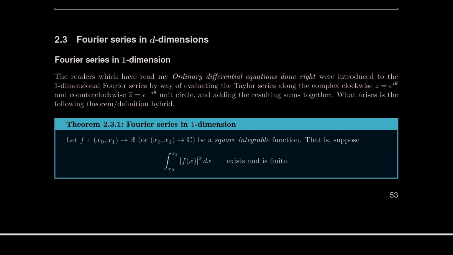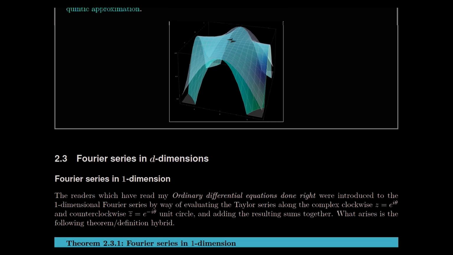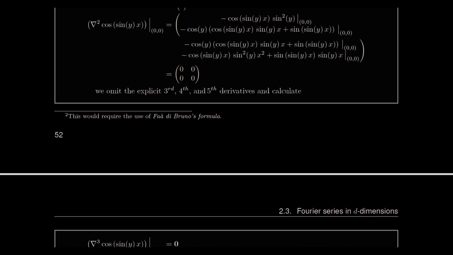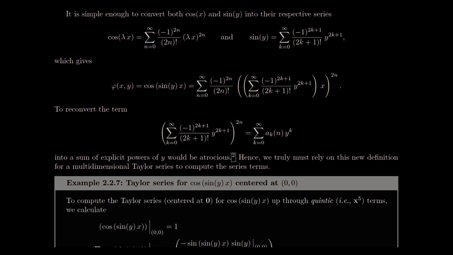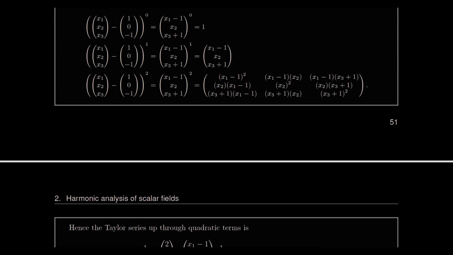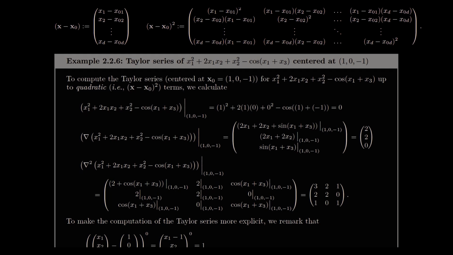So if you've taken my course, ODEs Done Right, instead of PDEs Done Right, you would have been introduced to the Fourier series already. In the case that you haven't taken that, the way that we computed the Fourier series back then was we had taken a Taylor series like we have here. So you take some sort of a Taylor series and you evaluate this x along the complex unit circle.